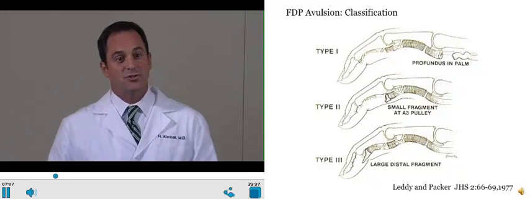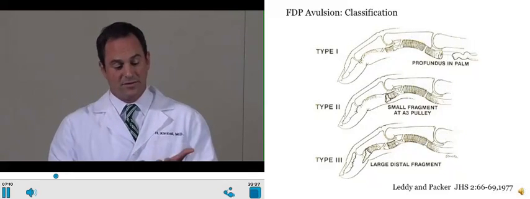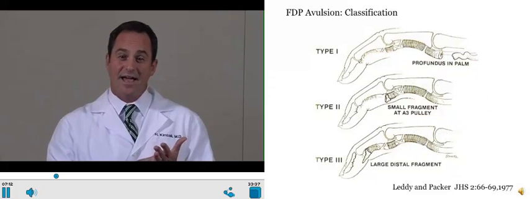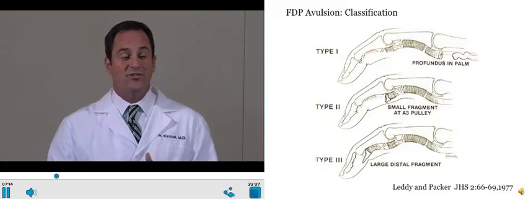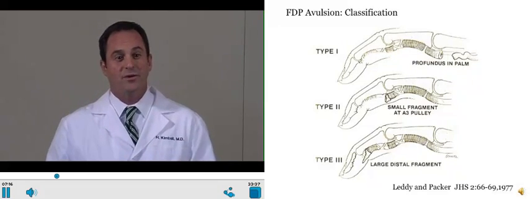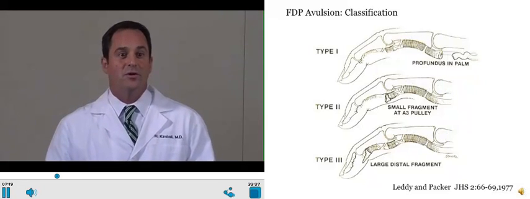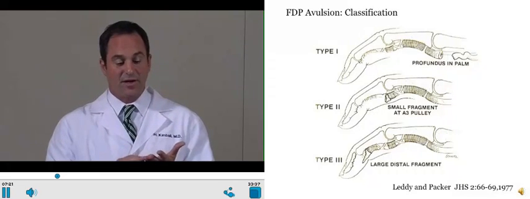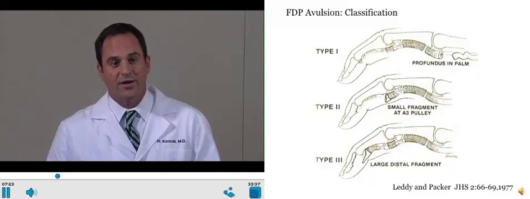For the other types, types 2 and types 3, the fibroosseous sheath stays intact for the most part, and it's easier to repair those. We can repair those up to usually about 6 weeks or so. Sometimes if it's really just at the very end, those can be repaired months later.